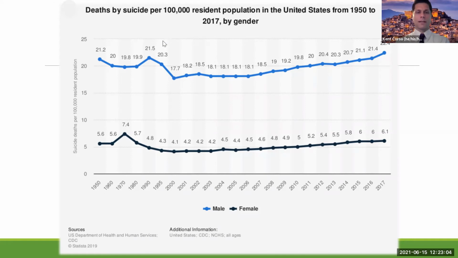This drop right here, between the 80s, 90s, and the millennium, is a bit artificial. It's really due to the way mental health funding was allocated and reallocated, and the way medical documentation works. So unfortunately, it's not really a true decrease.